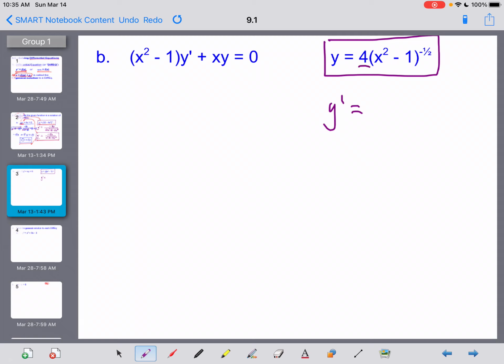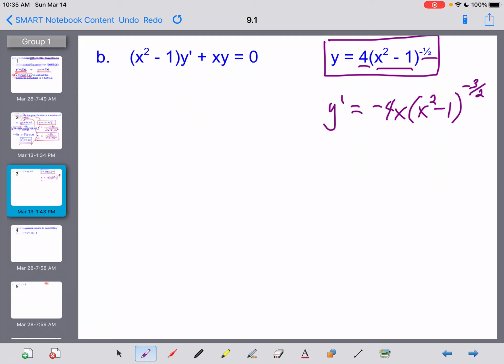The 4 times the negative 1/2 is a negative 2, but eventually we're going to have to multiply that by the derivative within, which is going to be a 2x. So the negative 2 times the 2x is going to be a negative 4x, multiplied by the same base of x squared minus 1, and that's all going to get taken to the negative 3/2 power.